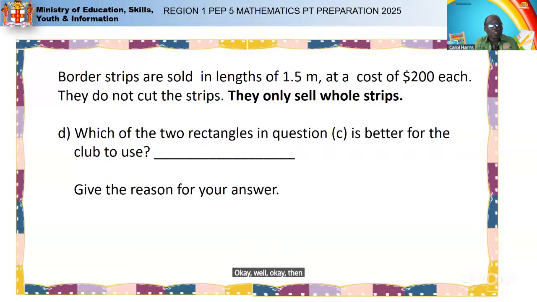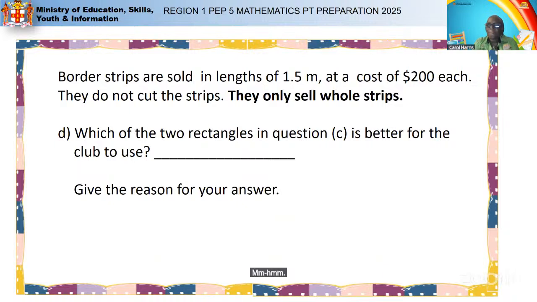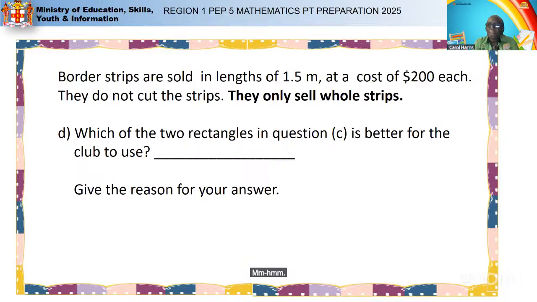What about Michelle Gordon's class? Which of the 2 rectangles would you use, and give the reason for your answer? So Michelle Gordon, we're asking you to unmute. If not, we'll go to St. Richard's Primary. All right, they are ready. Michelle Gordon? Not hearing anything, we'll take St. Richard's Primary. Go ahead.